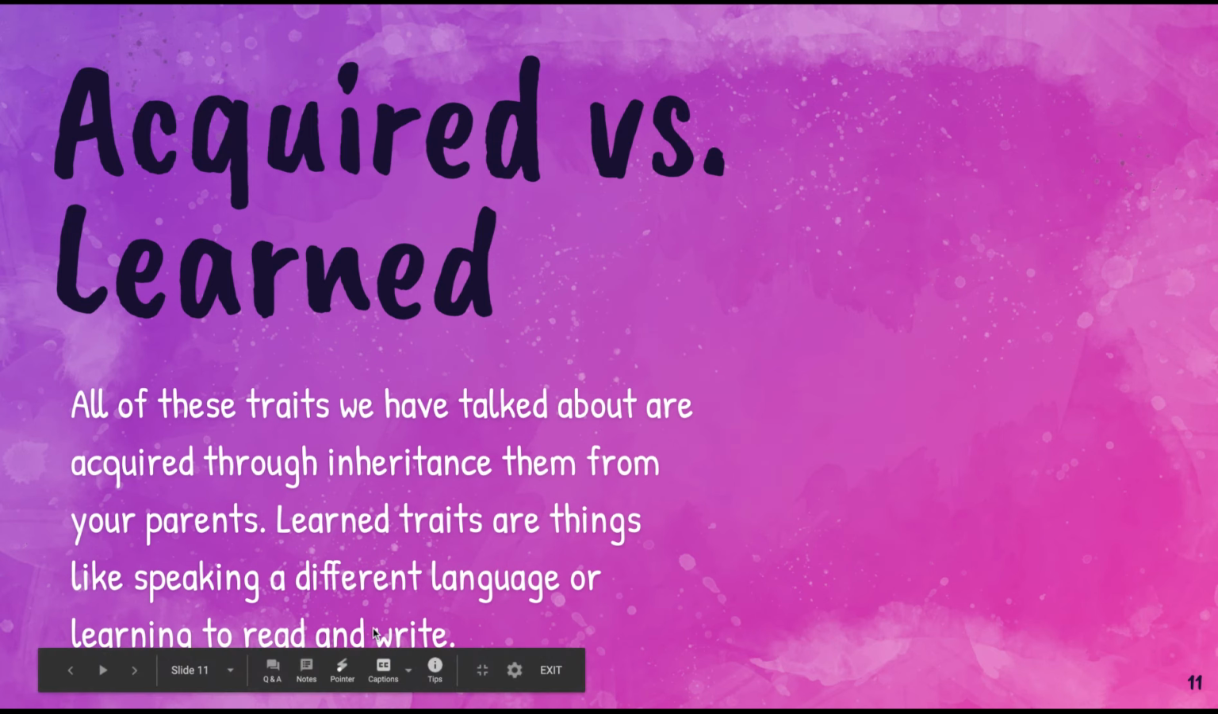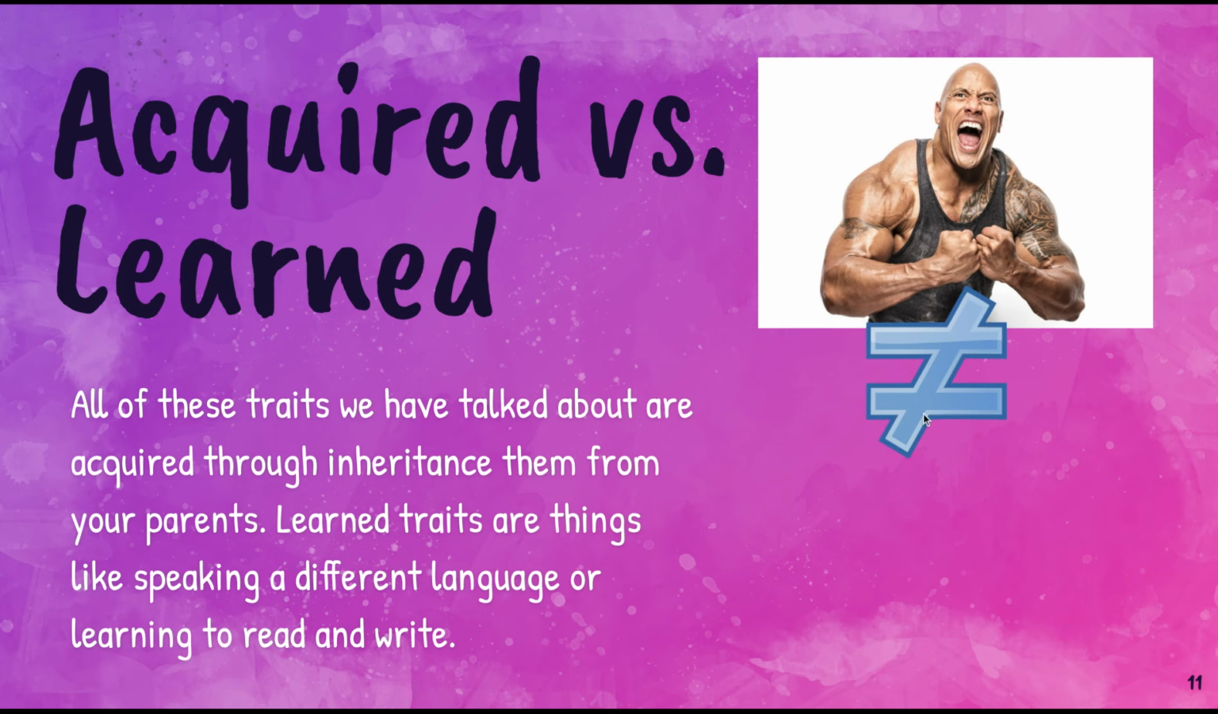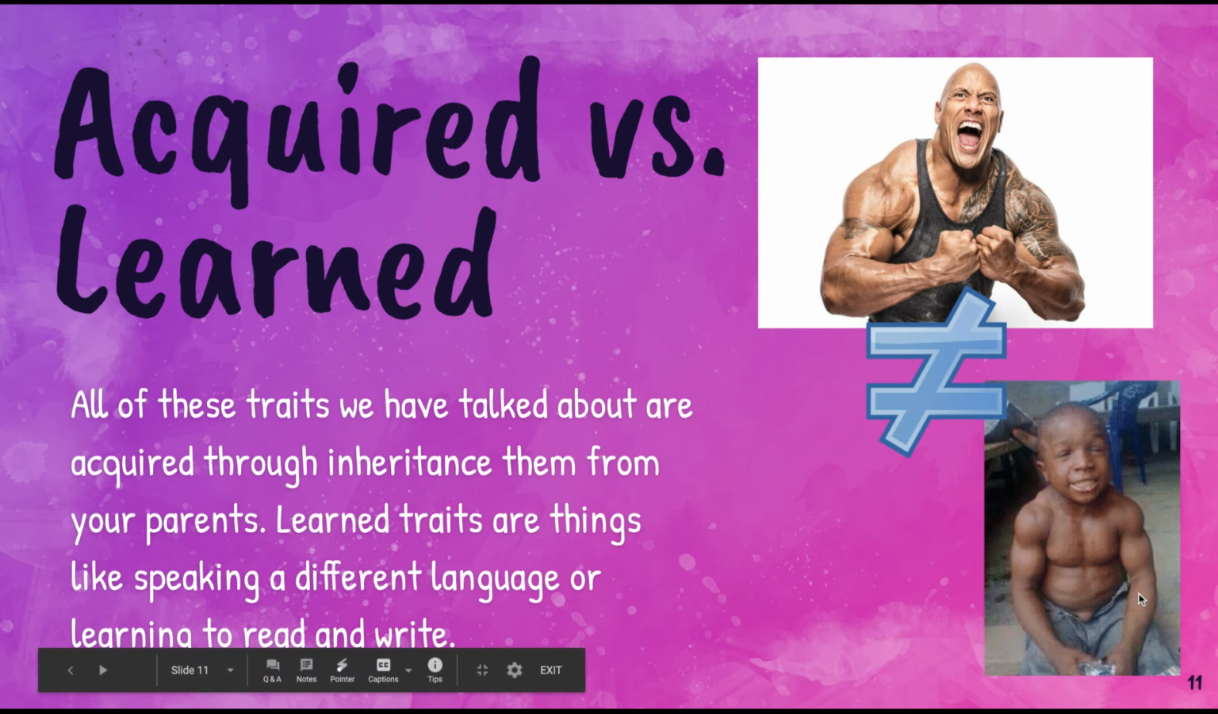Learning to read and write. You could be born under a bridge like a caveman and never learn to read and write. So that's something that you learned. One thing I always like to say, The Rock or somebody who's super jacked up like this, he's ripped. But it does not mean that he's going to have ripped kids as soon as they come out of your body. Okay? That's not happening. This is acquired and really weird.